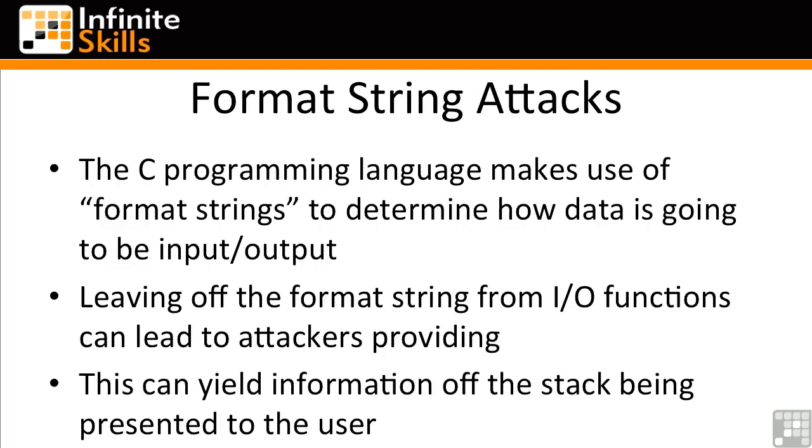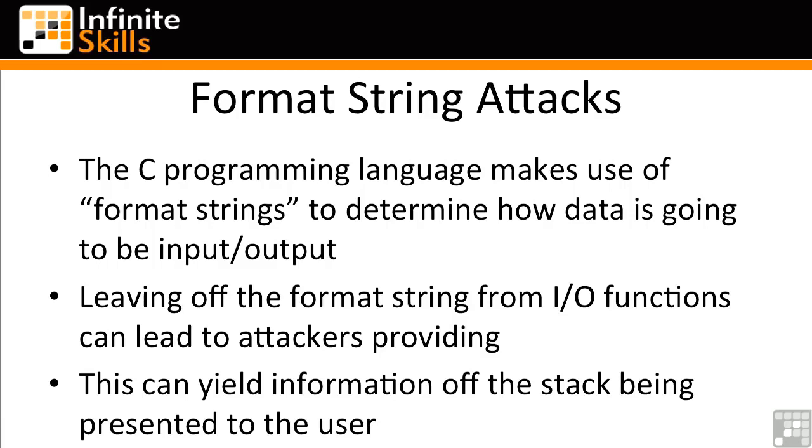We also have format string attacks. And sometimes these can be precursors to buffer overflows. Format strings come about because the C programming language makes use of these format strings that determine how data is going to be input or output. So you have a string of characters that define whether the subsequent input or output is going to be an integer, or whether it's going to be a character, or whether it's going to be a string or a floating point, that sort of thing. So you have a format string that defines the input or the output.